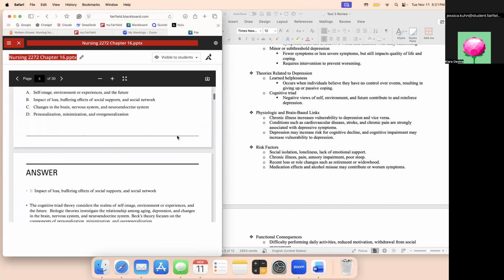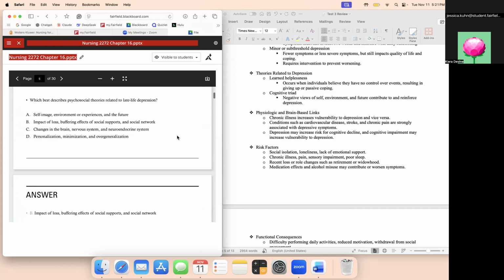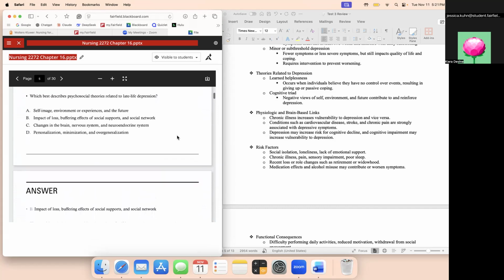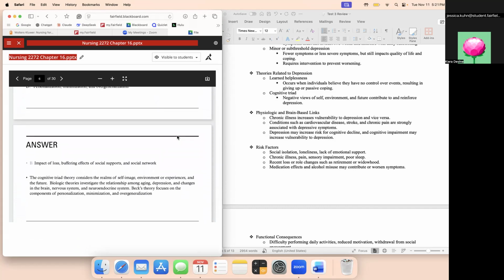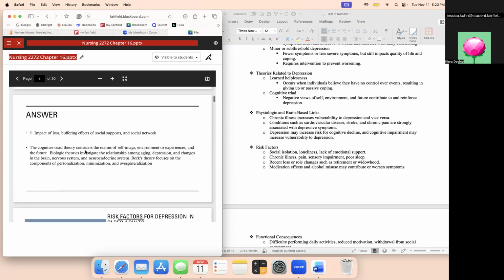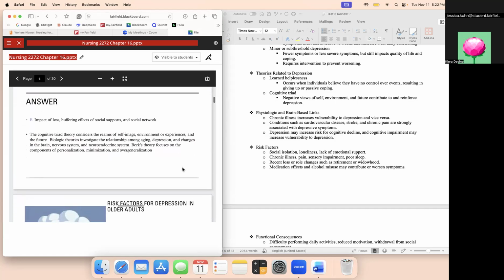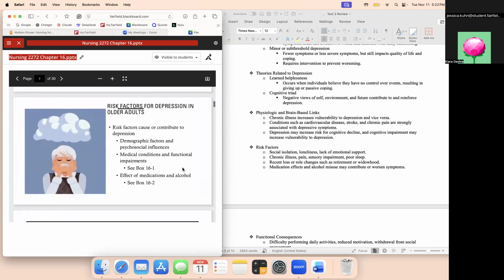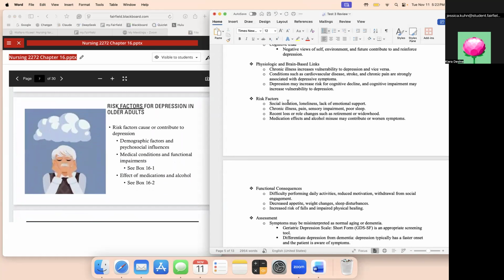Here's a checkpoint that says we're talking about psychosocial theories. And the answer that she chose was the impact of loss, buffering, effective social supports, and social network. This is the cognitive triad theory, which refers to the realms of self-image, environment, and experiences. Biological theories investigate the relationship between changes in the brain, and then Beck's theory focuses on the components of personalization, minimalization, and overgeneralization.